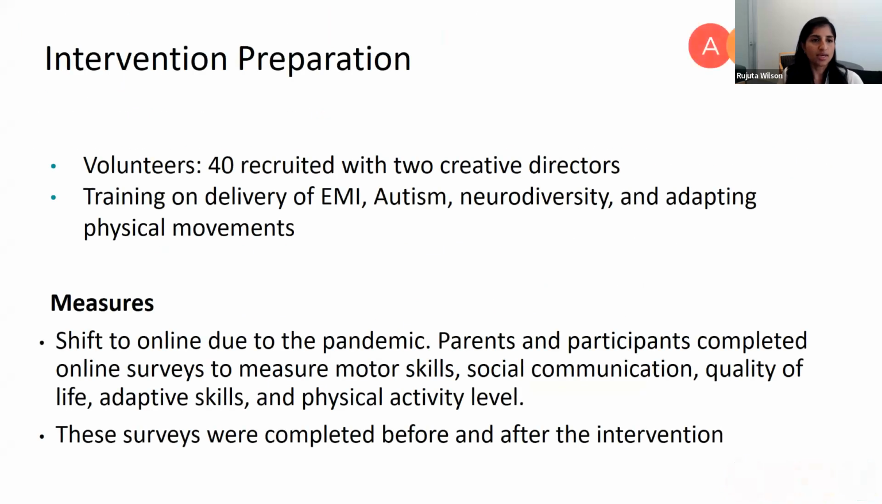In terms of preparation for the intervention itself, we recruited 40 separate volunteers to serve as part of our research study, and 2 what we describe as creative or artistic directors who direct the dance classes. We trained all of these individuals on delivery of the Expressive Movement Initiative, on what autism is, on neurodiversity, and on adaptation of physical movements for a range of individuals with different abilities. As I noted, we shifted all of our measures online during the pandemic. Our parents and participants both completed online surveys and standardized assessments, both created and validated, to measure motor skills, social communication, quality of life, adaptive skills, and physical activity level.